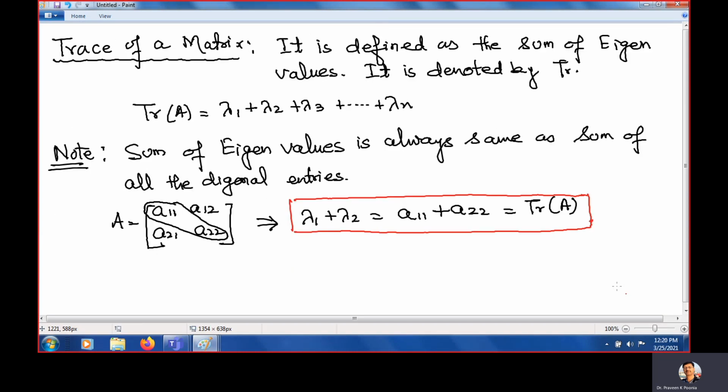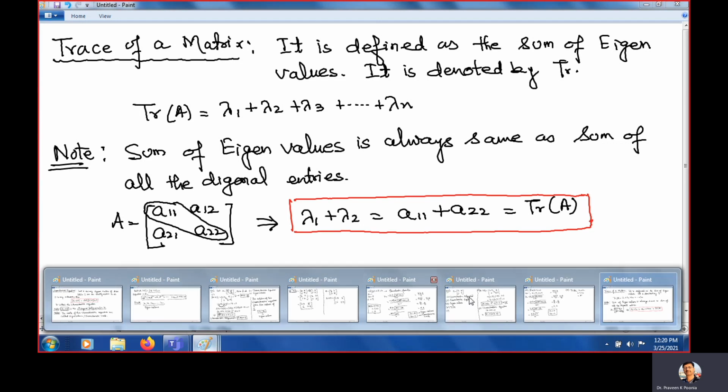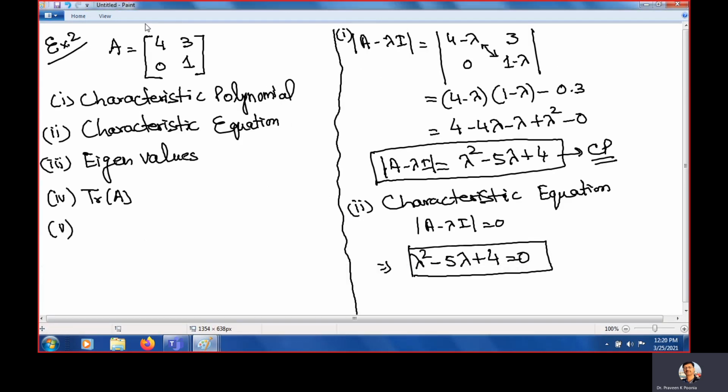Please remember this. That's why there are many questions you will find in midterm and final exam. What is the trace of the matrix? So for the trace of the matrix, you need not do anything. You just focus on this one. What is the trace? Without solving anything, we can tell 4 plus 1 is equal to 5. 5 is the trace of the matrix.